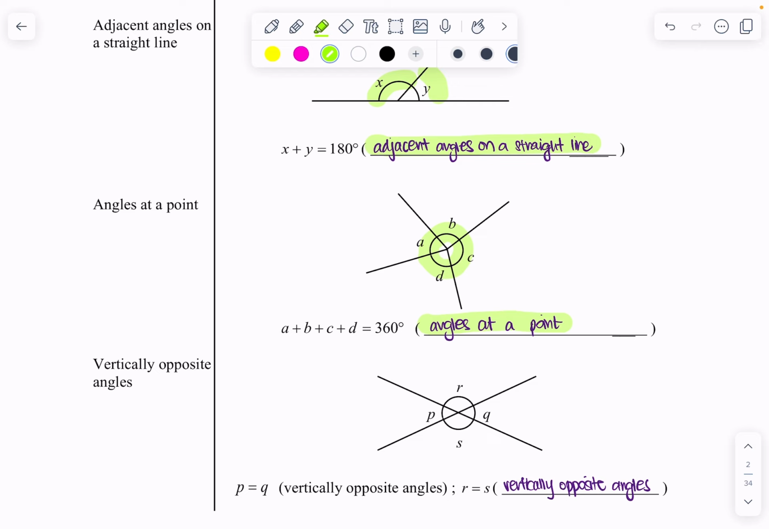Next, vertically opposite angles. Now, one of the key features for vertically opposite angles is that these two lines must be straight lines. So if they are straight, the two angles here would be considered vertically opposite angles and they will be equal. Similarly, the two angles on these two sides are also called vertically opposite angles and they will be equal. So this property is called vertically opposite angles.